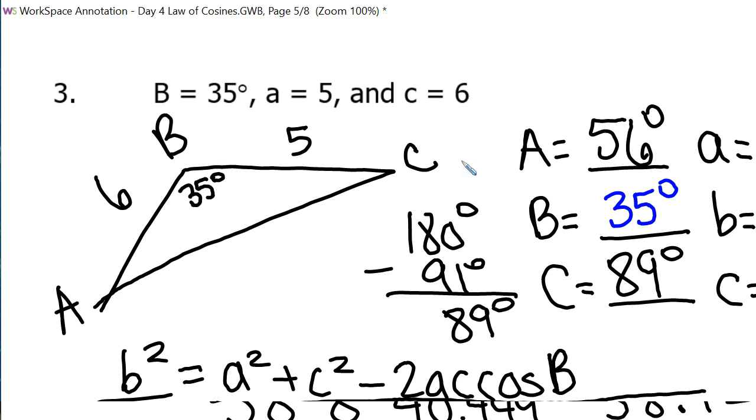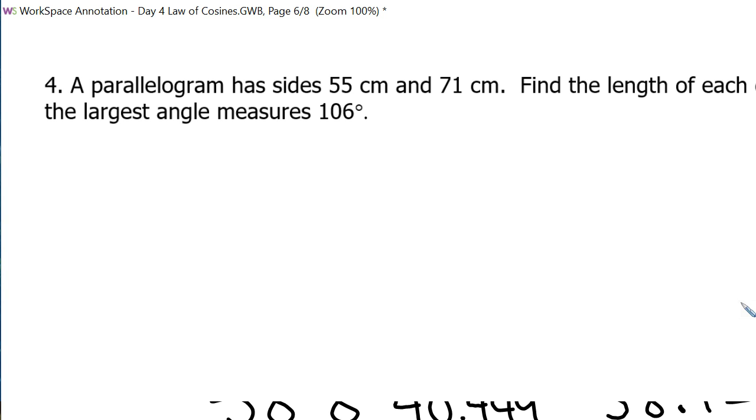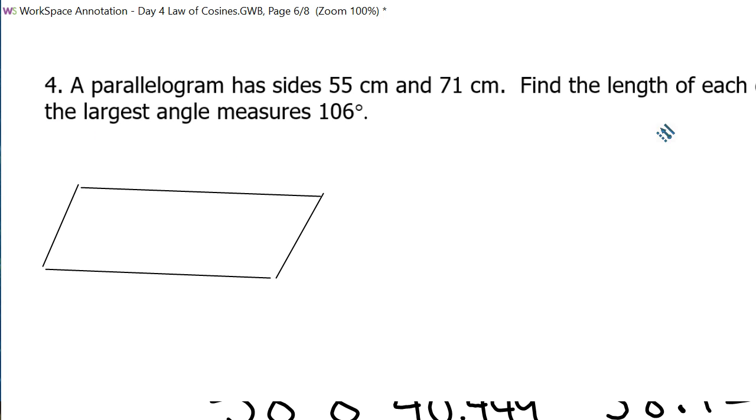Okay, now we have some more problems. Number 4 says the parallelogram has sides of 55 centimeters and 71 centimeters. Find the length of each diagonal to the nearest tenth if the larger angle measures 106 degrees. So we have ourselves a parallelogram. Go ahead and draw yourself a little diagram. There's my parallelogram. One side is 55 centimeters. The other side is 71 centimeters. The larger angle is 106 degrees.